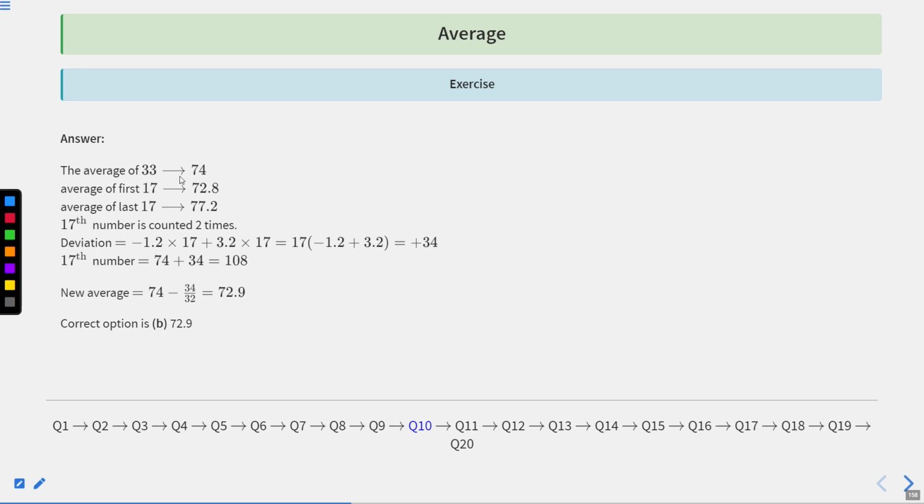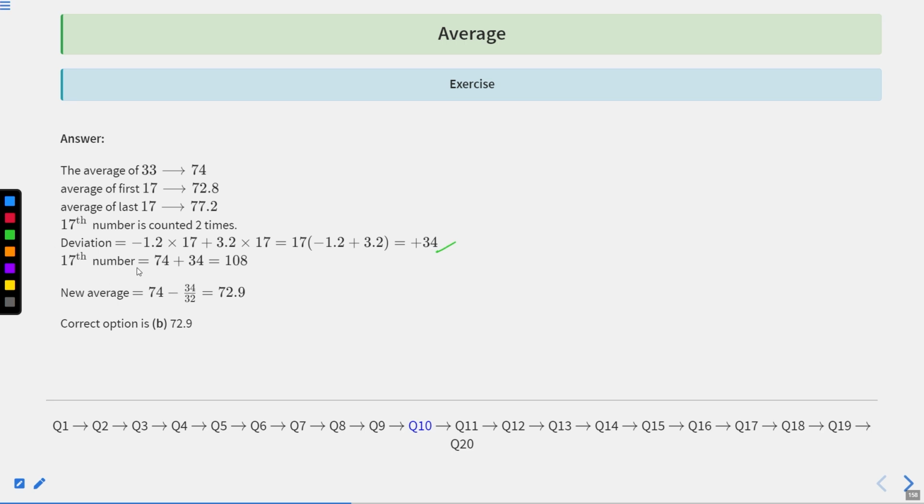So the average of 33 is 74. The average of first 17 is 72.8. The average of last 17 is 77.2. So the 17th number is counted 2 times. Deviation will be minus 1.2 times 17 plus 3.2 times 17. That is equal to plus 34.